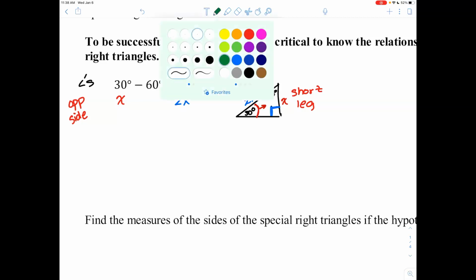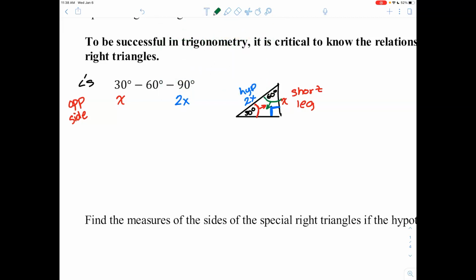Then you have the long leg, which is opposite the 60-degree angle here. So this is the long leg, and the long leg has a relationship to the short leg as well. It has a measure of the short leg times the square root of 3. Always has that measure. And so on the 30, 60, 90, the opposite of 30 will be measure x, the opposite of 90 will be double x, and the opposite of 60 degrees will be x times the square root of 3. So for example, if the short leg is 10, then the hypotenuse would be 20 units, and the long leg would be 10 times the square root of 3.